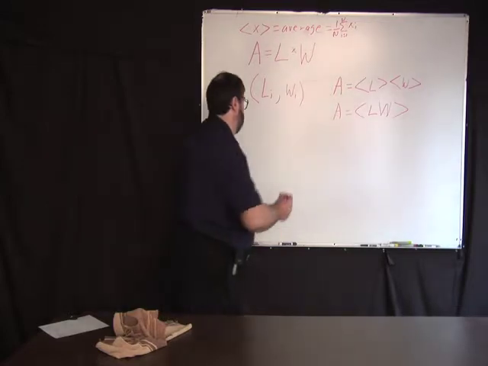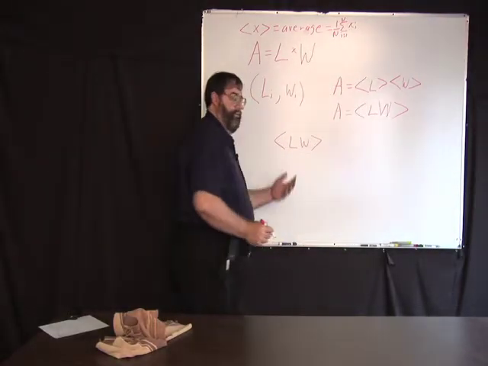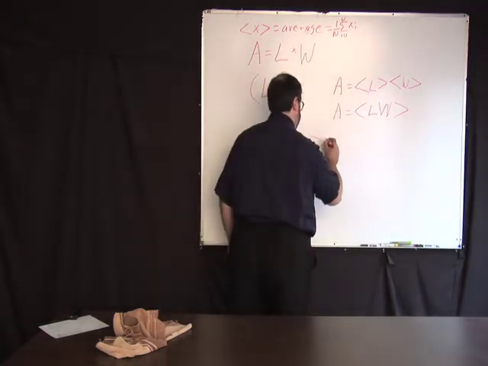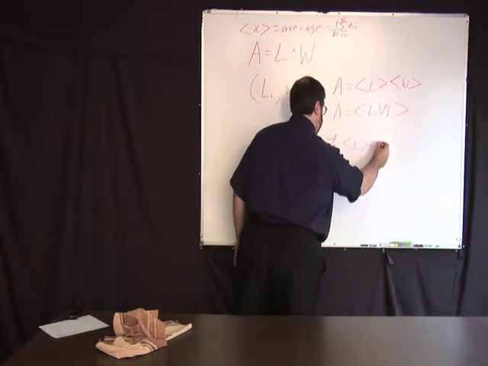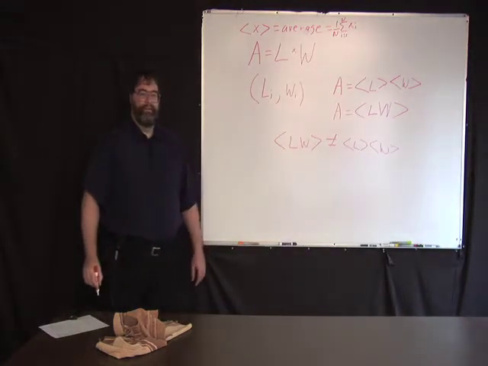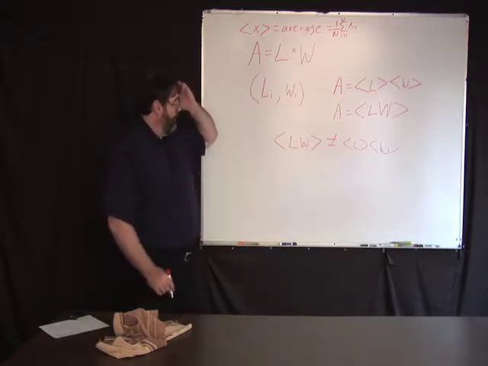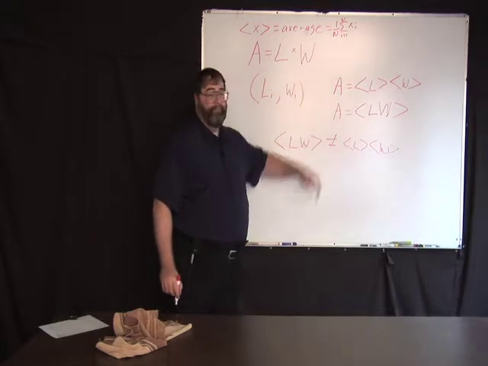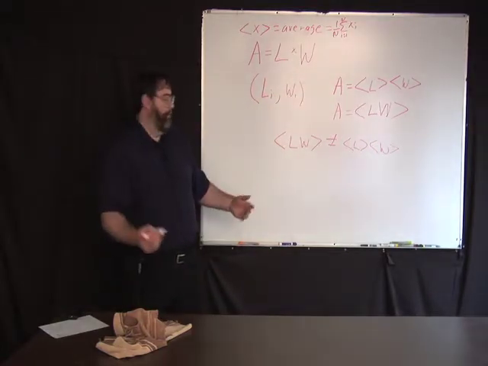Unfortunately, the average value in general of the length times the width is not equal to the average value of the length times the average value of the width. Strange. So by picking either one of these, you could be off somewhat. Well, what's the worst you could be off? How about the difference?